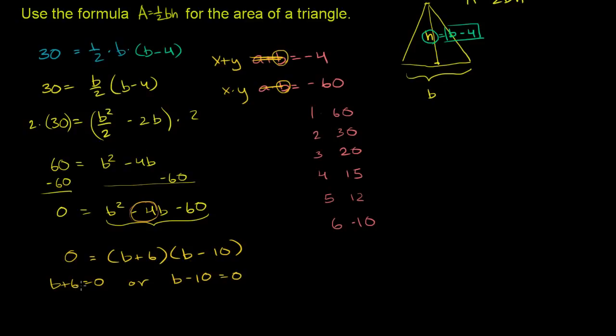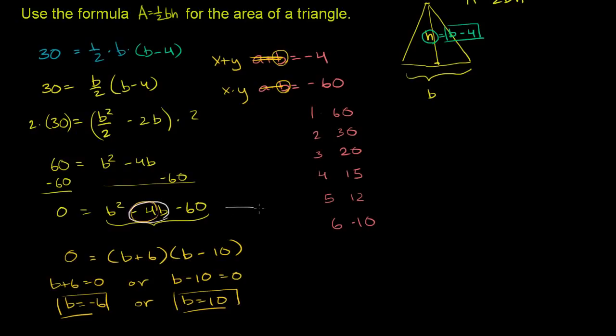If we subtract 6 from both sides of this equation, we get b is equal to -6. Or if you add 10 to both sides of this equation, you get b is equal to 10. And those are our two solutions. You could put them back in and verify that they satisfy our constraints. Now, the other way that you could solve this, and we're going to get the exact same answer, is you could just break up this -4b into its constituents.